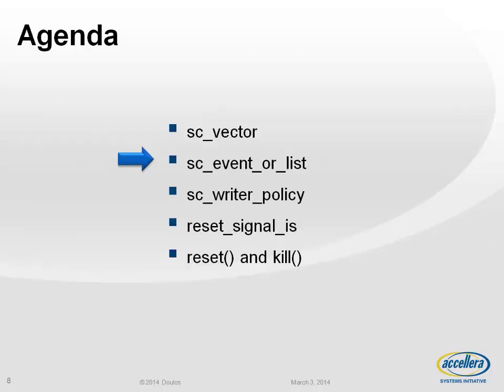All of the features I'm going to talk about are features that just make SystemC a better SystemC. So SC vectors are better than just using arrays, because they behave more naturally, more like STL vectors, and they work and play with all the other SystemC elements. Here's another thing that just makes SystemC better: the event or list.